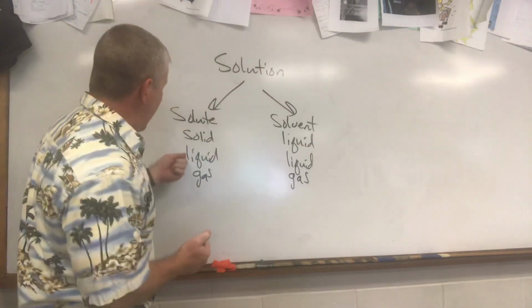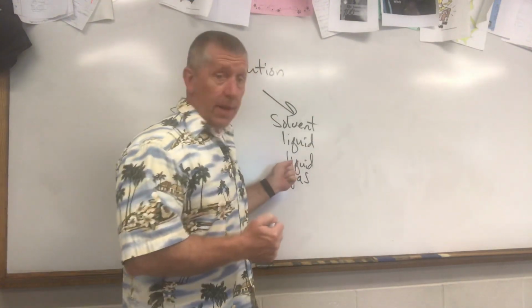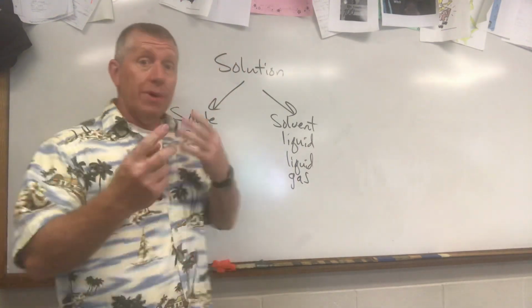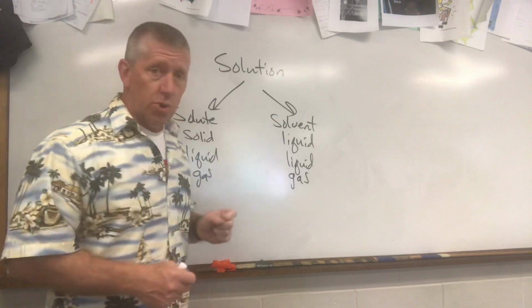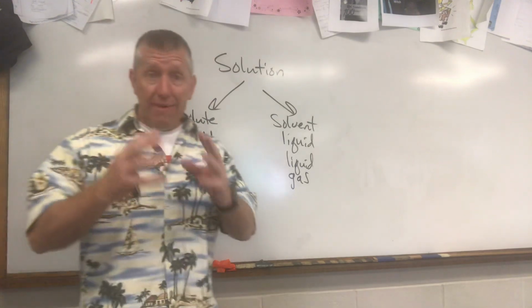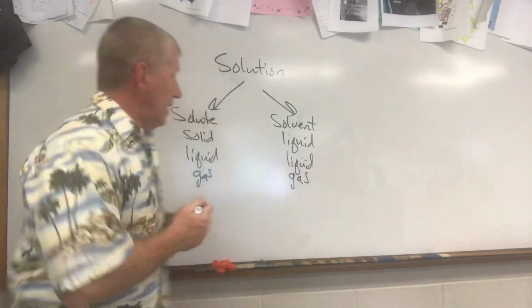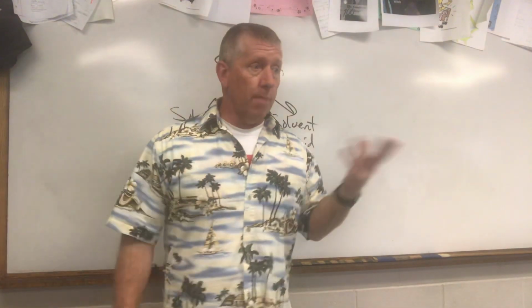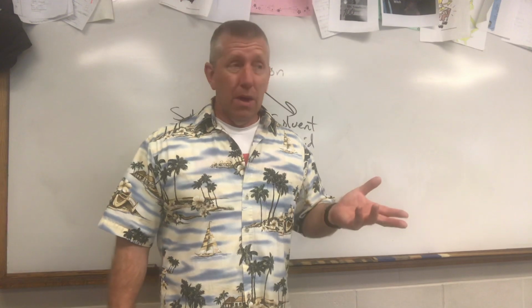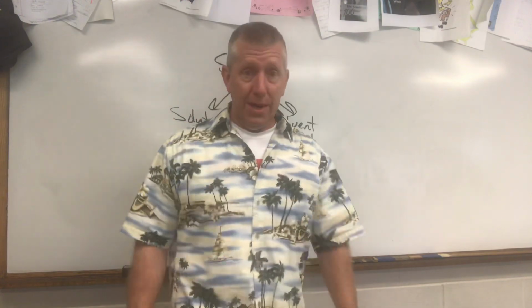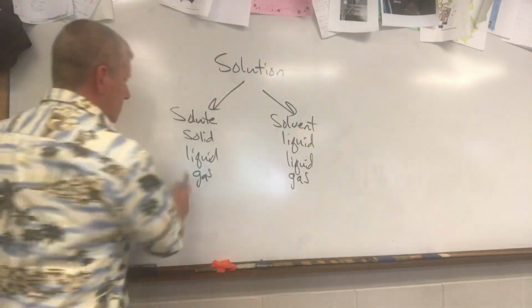Now, in that case, the alcohol is dissolved in the water because the alcohol is the lesser amount. So when it comes to liquid solutions, it's which one do you have the most of, and that is your solvent. Now, there are some rums out there that are 150 proof, that's 75% alcohol. In that case, the alcohol becomes the solvent and the water is the solute. Interesting, huh?